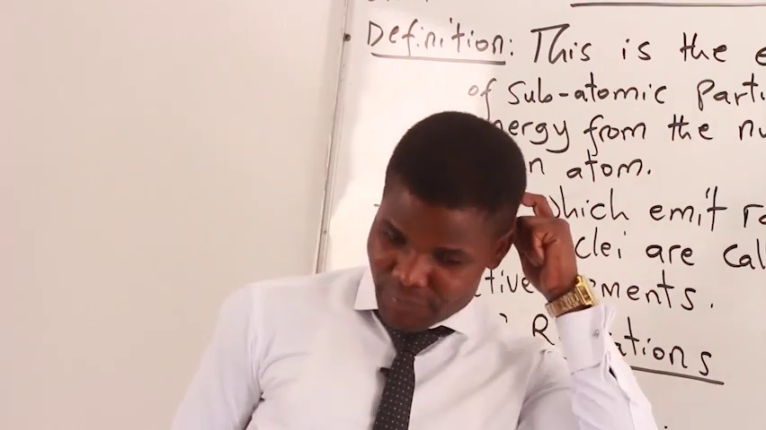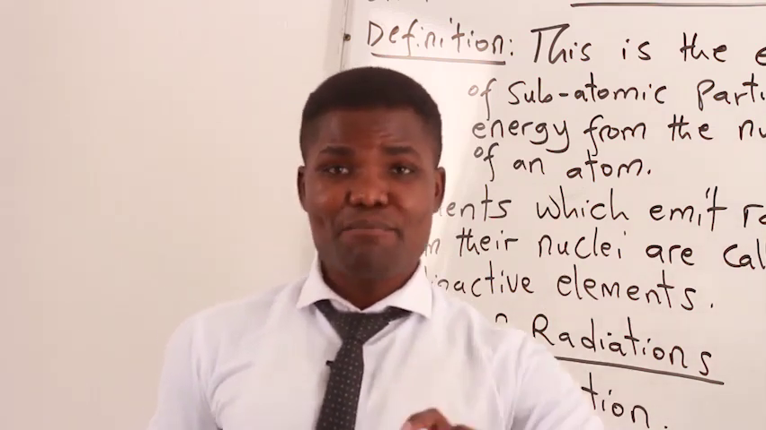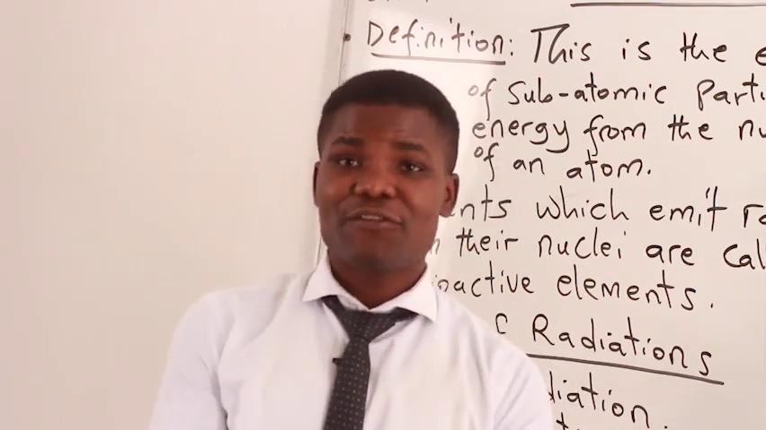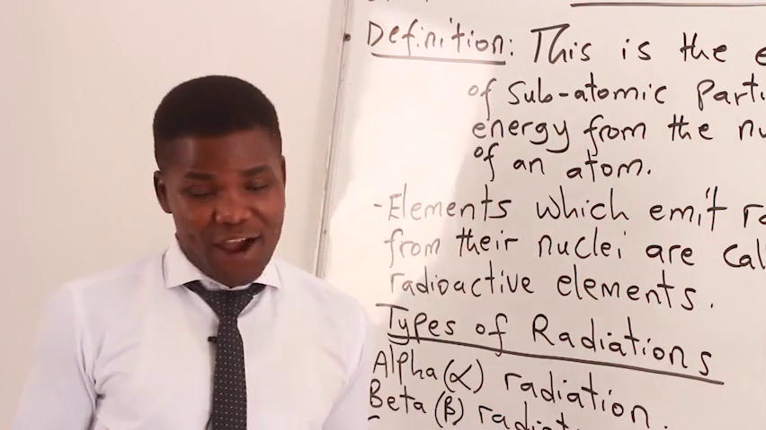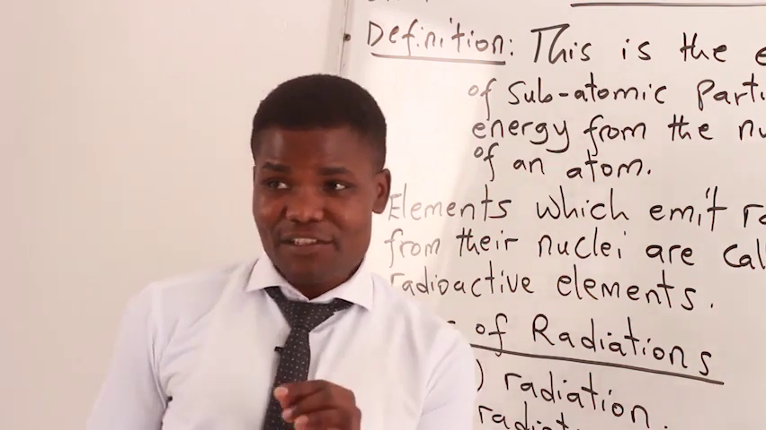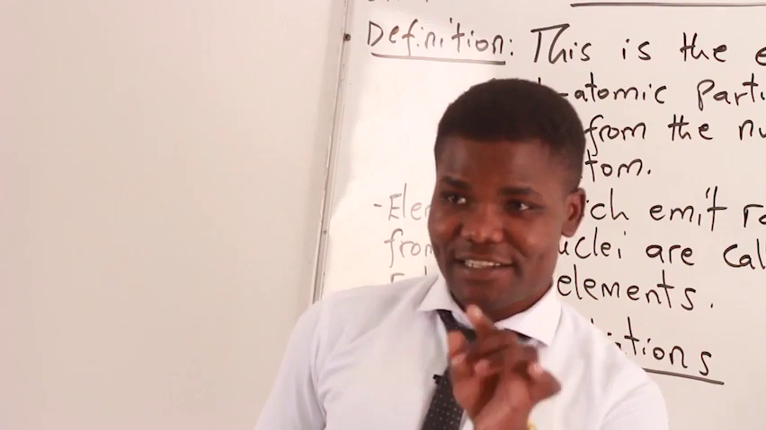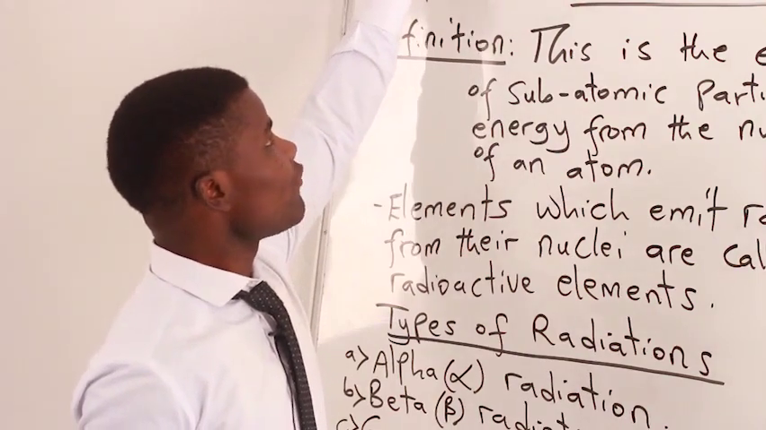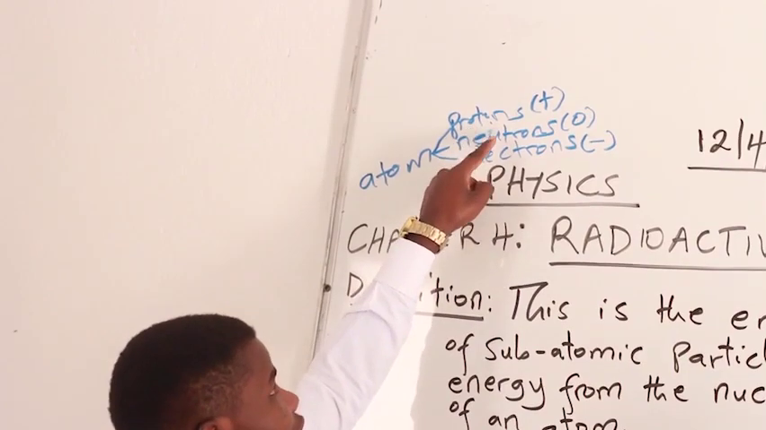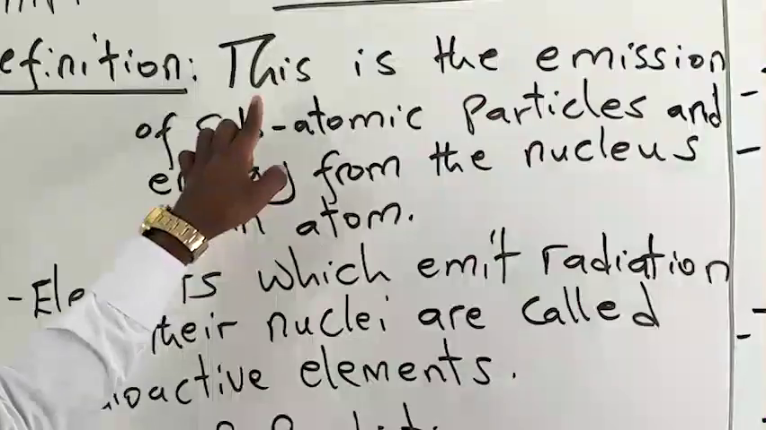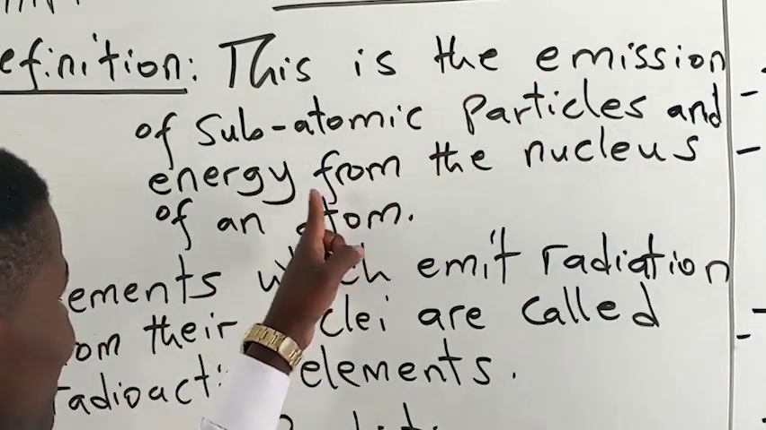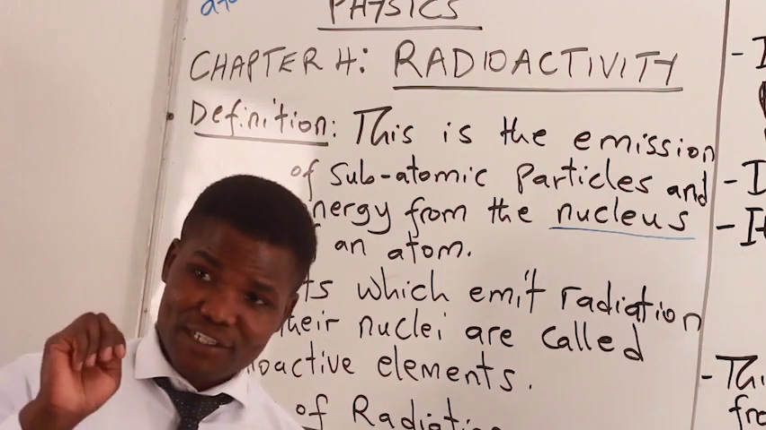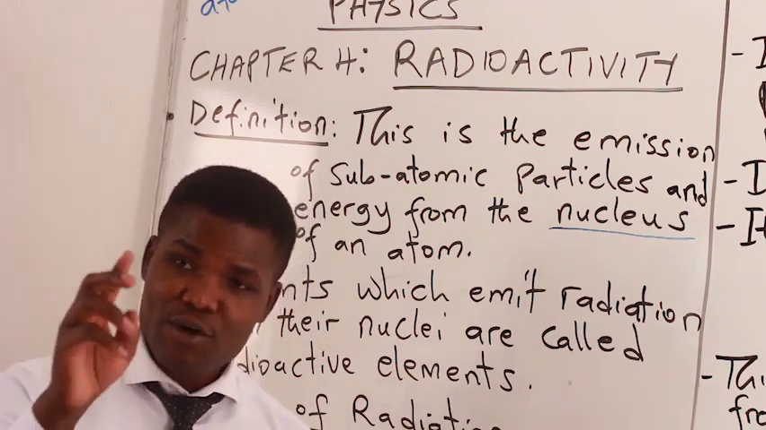So what is radioactivity? Radioactivity simply means the emission or release of subatomic particles and energy from the nucleus of an atom. How do you release something from the nucleus of an atom? There must be some process taking place. That process is disintegration. The disintegration or breakdown can be the disintegration of a proton or of a neutron. Why do we say it is a proton or a neutron but not an electron? Because this is the emission of subatomic particles and energy from the nucleus of an atom, and the only subatomic particles present in the nucleus are protons and neutrons.